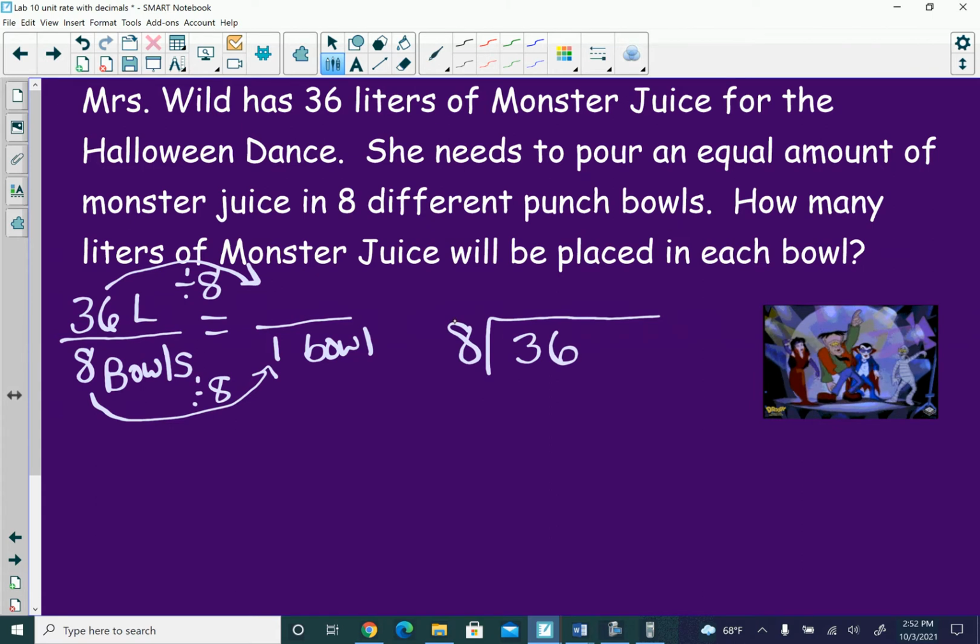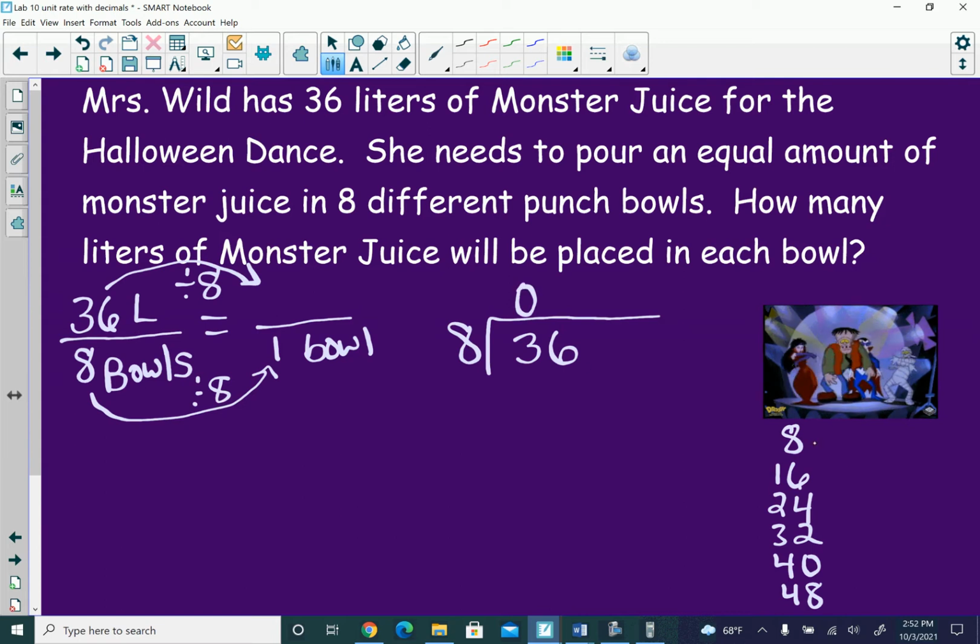So again, I'm working with 8. So if I think of my 8 facts, 8, 16, 24, 32, 40. I got one more here. I got the first 6 groups. I'll add to that if I need to. 8 won't go into 3. I need 8 to make a group, and 3 is not enough.